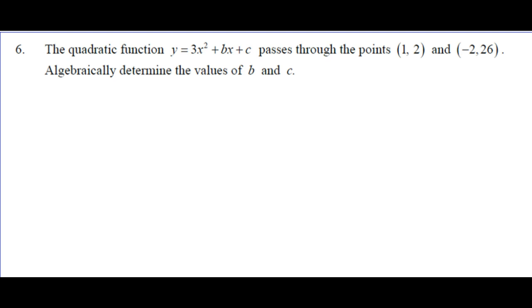All right, the quadratic function y equals 3x squared plus bx plus c passes through the points 1, 2, and -2, 26. Algebraically determine the values of b and c. Oh, okay, how are we going to do this?